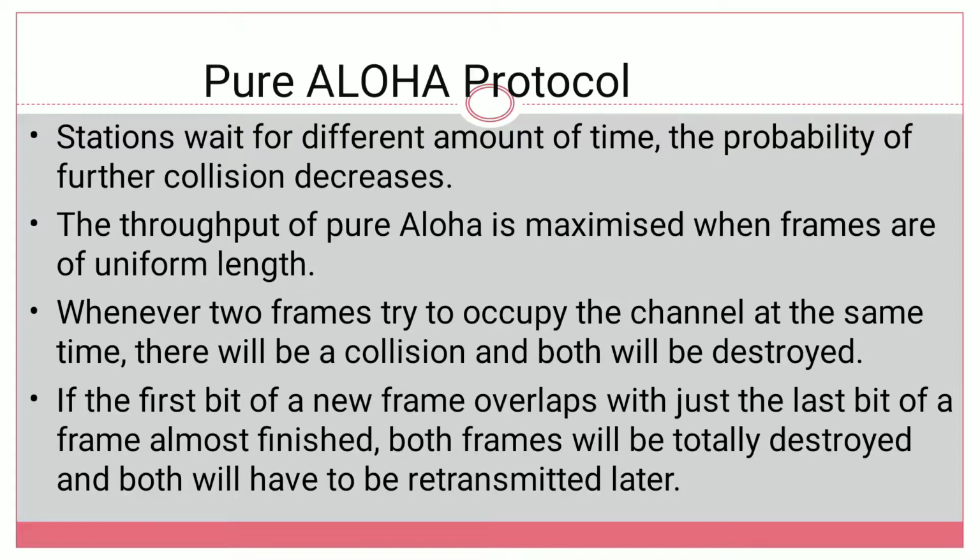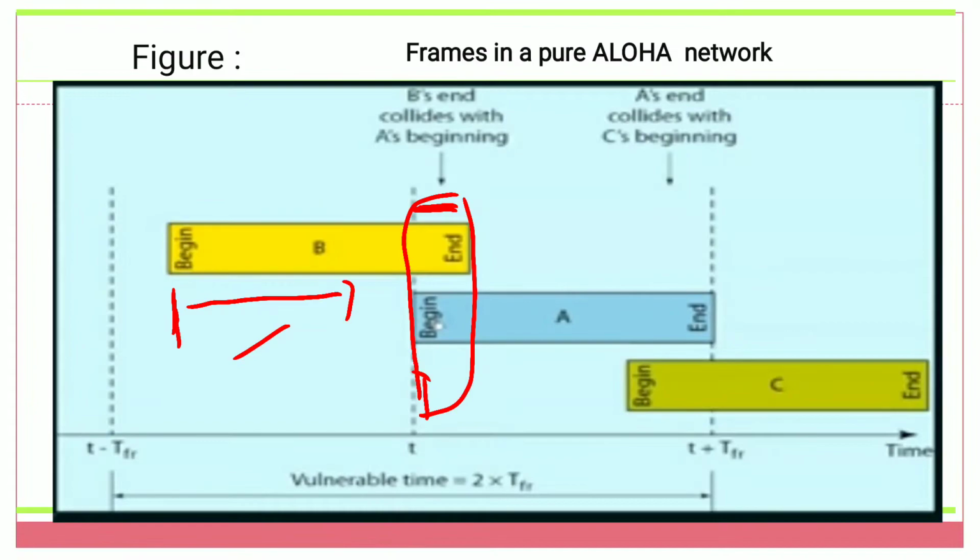So what does it lead to? It leads to retransmission of the data frames again. If the frames collide at any position, then we simply need to retransmit, because both frames are collided and corrupted. So again it needs to retransmit the data. So that is about this diagram.